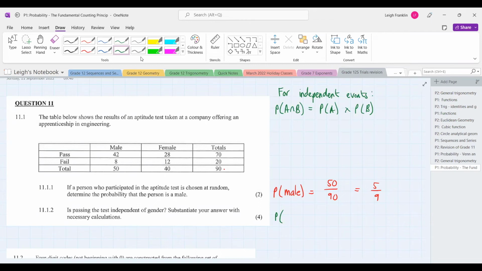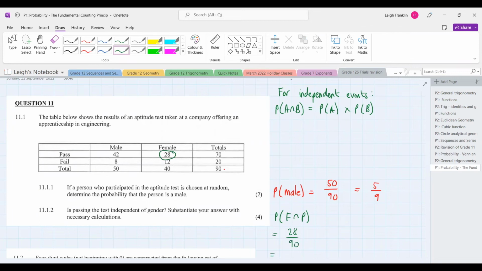Male and pass, male and fail, female and pass, female and fail. Female and pass, no problem. I like your answer. Okay, so we're going to look at female and pass. Female is this column over here, passing is this one over here, so it has to be 28 out of 90.